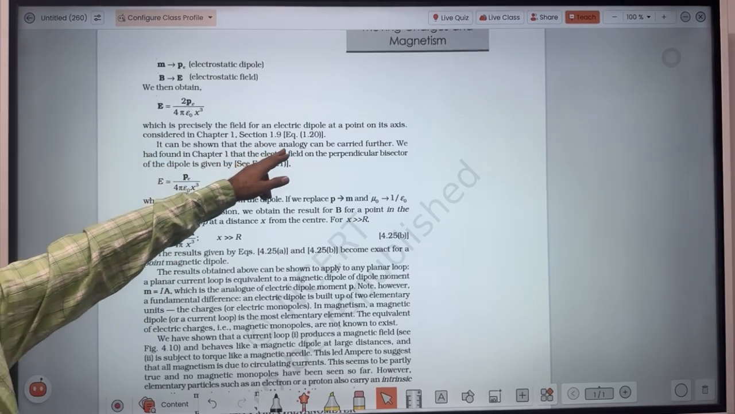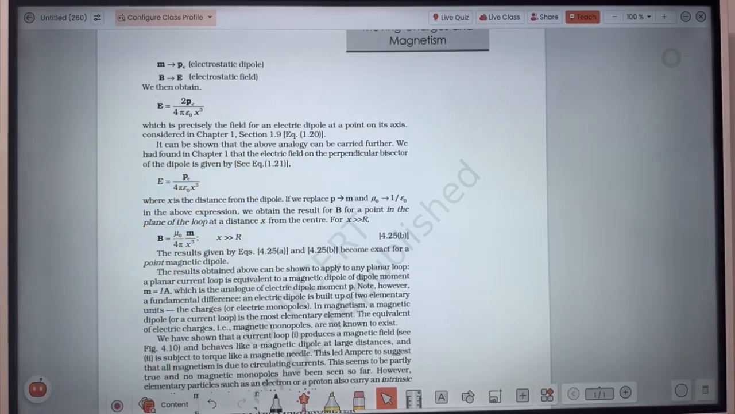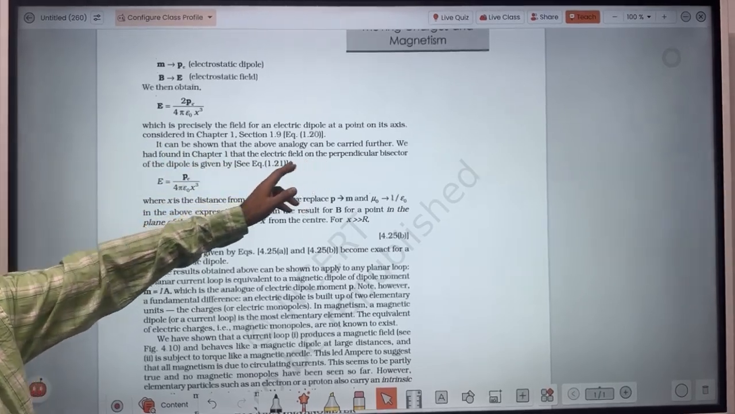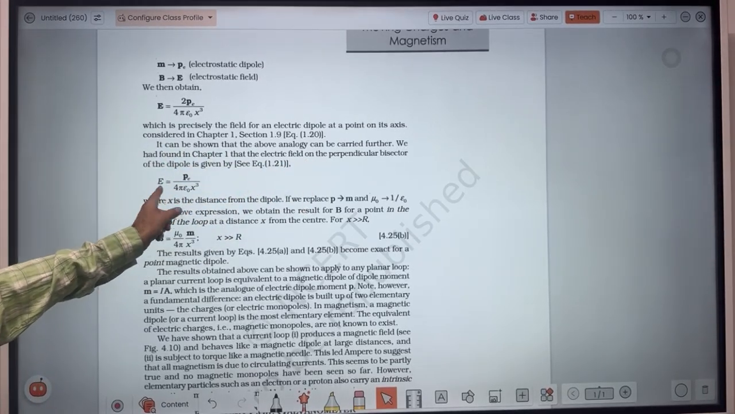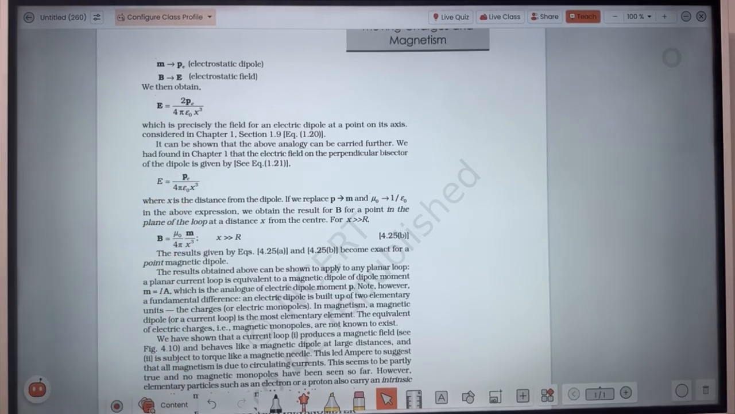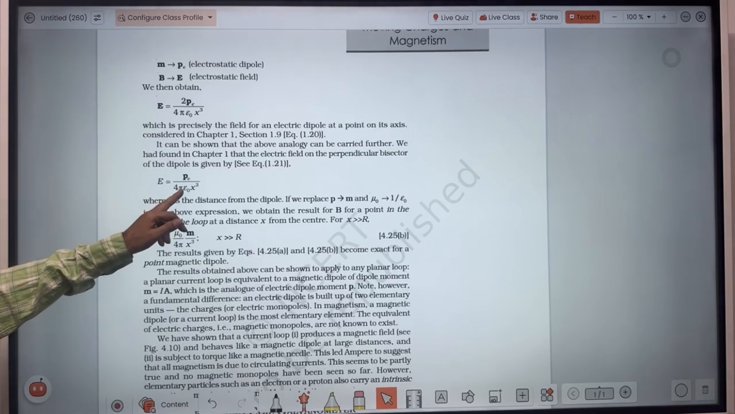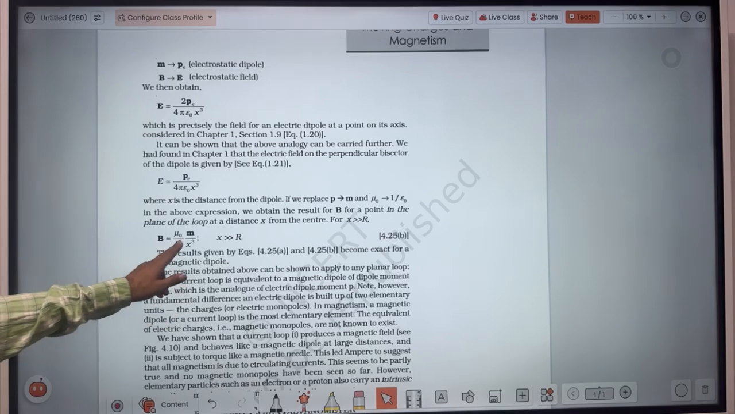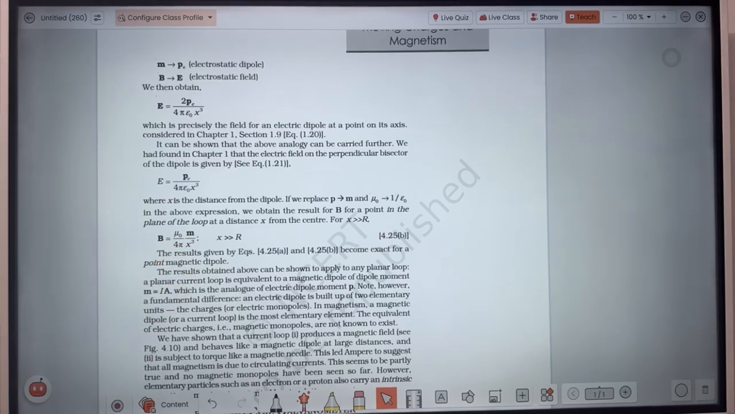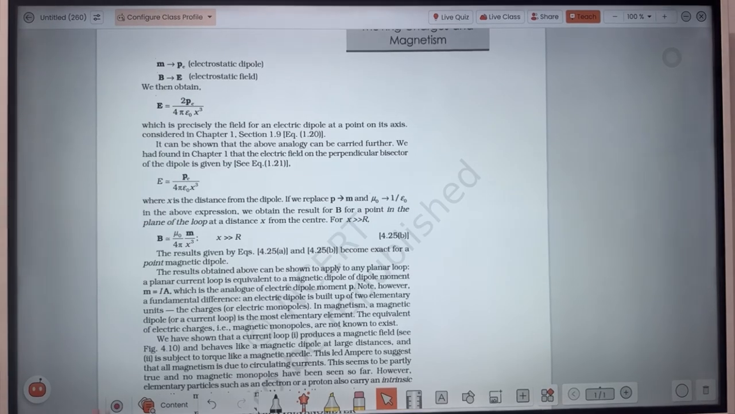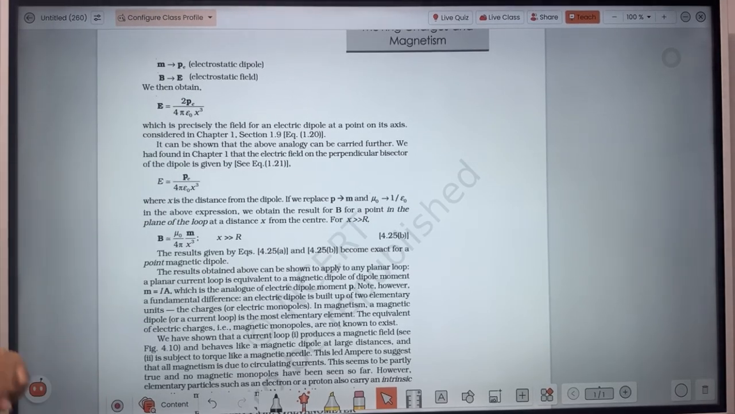It can be shown that the above analogy can be carried further. We found in chapter 1 that the electric field on the perpendicular bisector of the dipole is given by this, right? So similarly, if we talk about the magnetic field, then by analogy, epsilon naught will be replaced by 1 upon mu naught. So we will get this relation, B equal to mu naught M divided by 4 pi x cube. This is the case when x is greater than r. I think you have understood it fully.